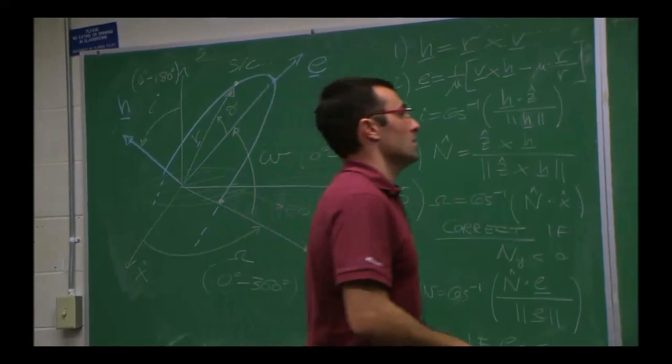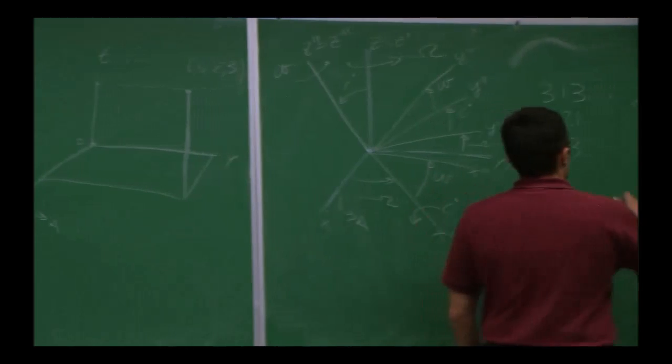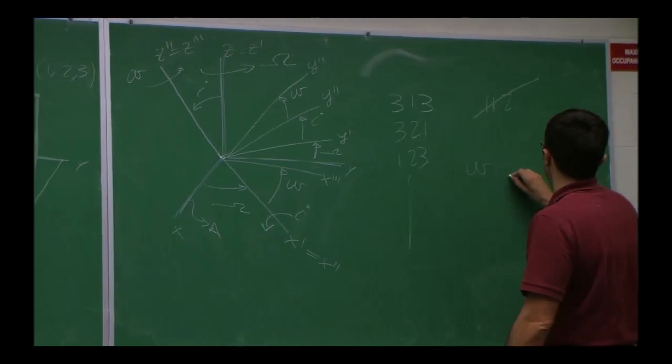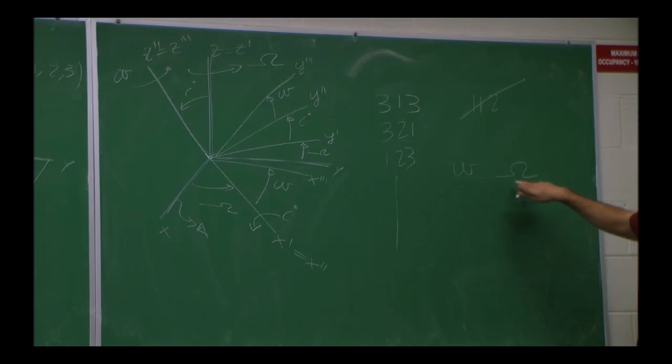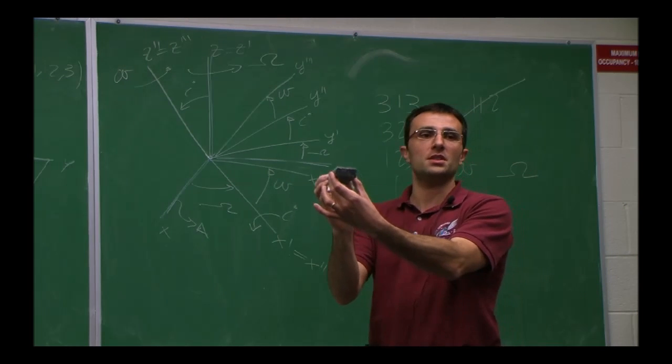Because that orientation can be a combination of any omega and big omega and little omega. You can find infinite combinations of these that give you the same orientation. Because basically this is what is happening. I'm doing my first rotation about the z-axis.